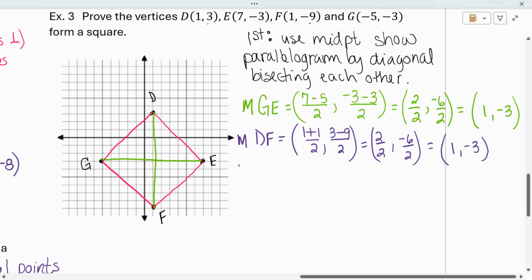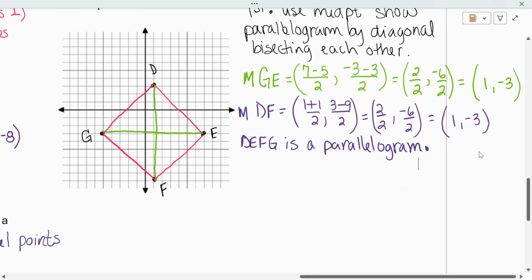So what have I shown? Well, I've shown that D, E, F, G is a parallelogram. Okay, that's step number 1. Now I need to show that it's a rectangle.